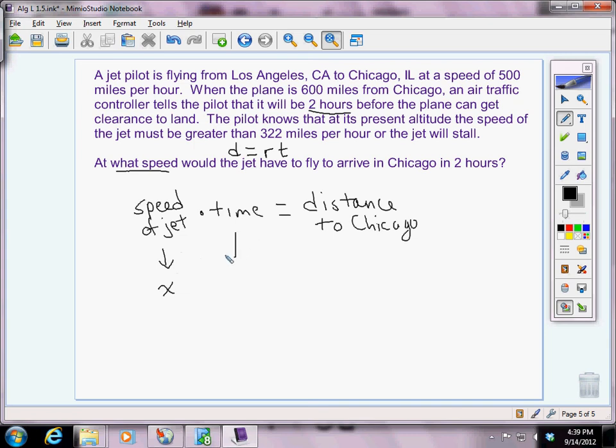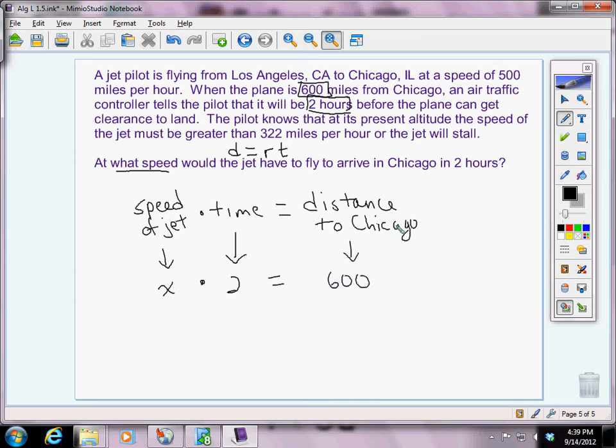Our time now, if you look, 2 hours before the plane hits Chicago, that's when it's going to be told. Or I'm sorry, 600 miles away, it's going to be told it's 2 hours before it can land. So the time that it's going to travel is 2 hours. And I just said it, but what is our distance we have left to Chicago? Well, 600. The distance to Chicago is 600 miles.